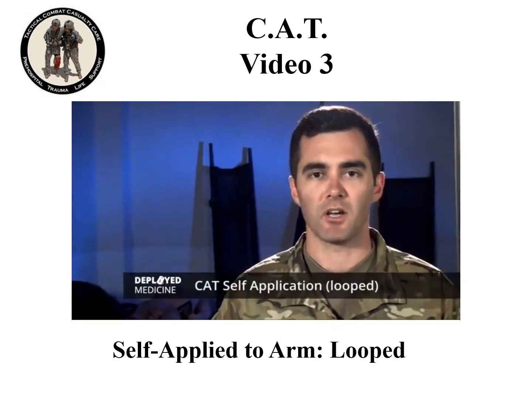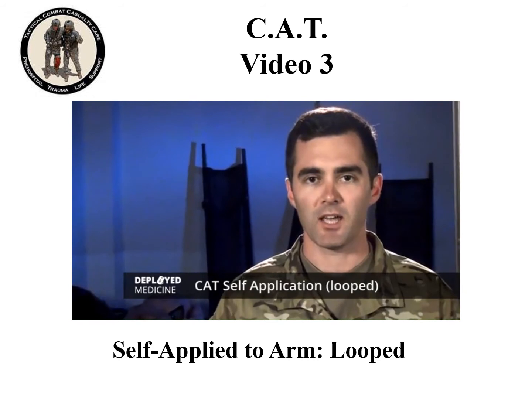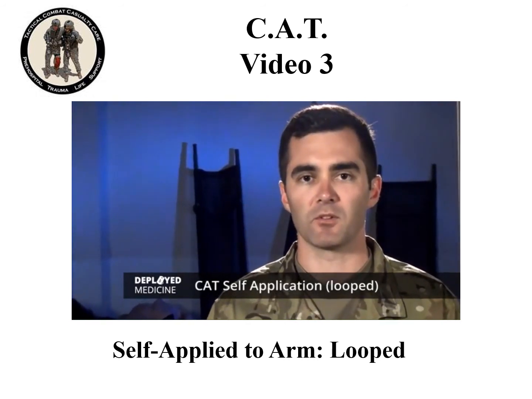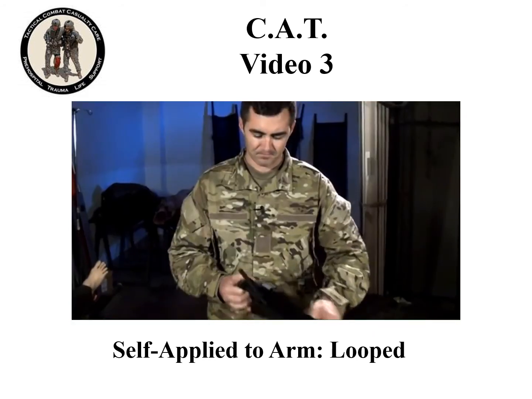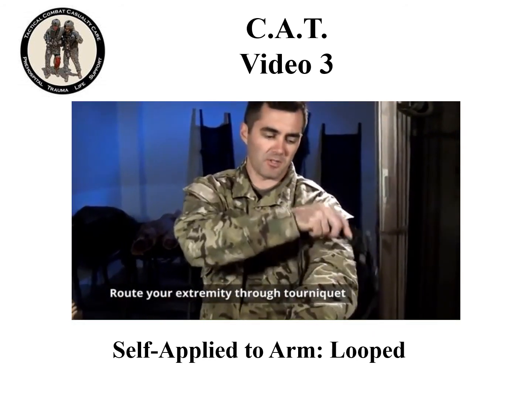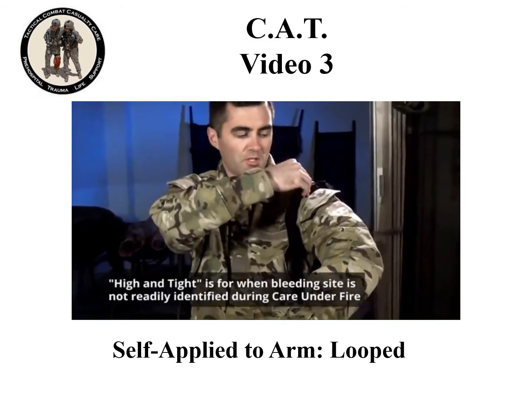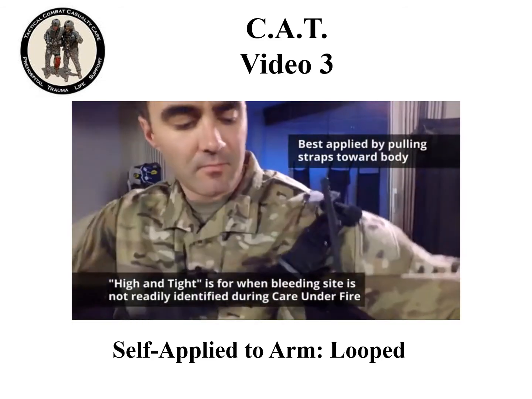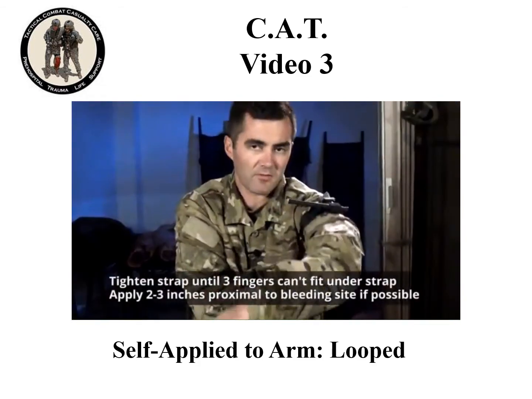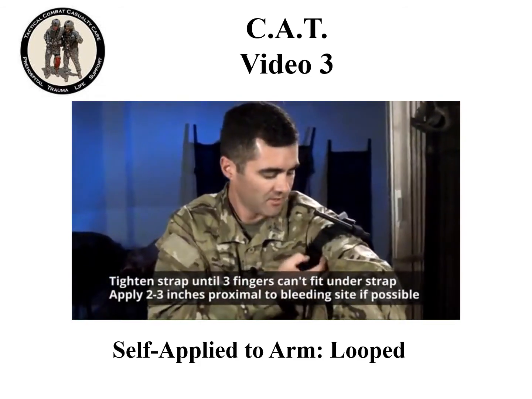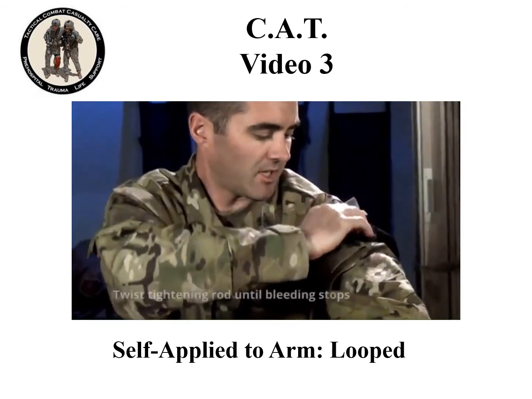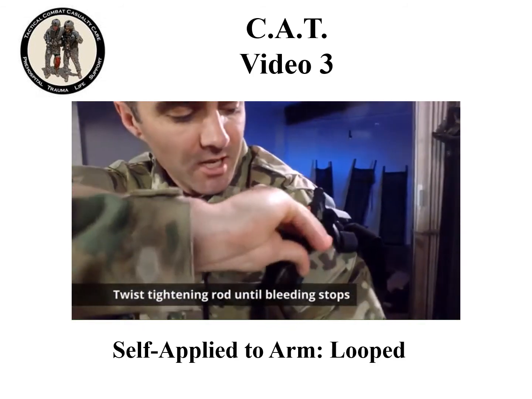We're going to talk about the Combat Application Tourniquet, or CAT. Important thing to remember is this should always be accessible because your life or your buddy's could depend on it. First thing you want to do is obviously route your own extremity through the tourniquet. Put the tourniquet as high as possible. Tighten using the tightening strap so 3 fingers can't fit underneath the strap easily. Take the tightening rod, tighten until bleeding stops.